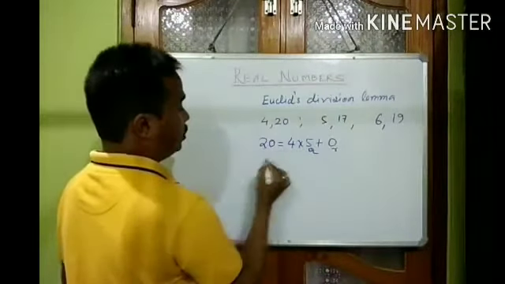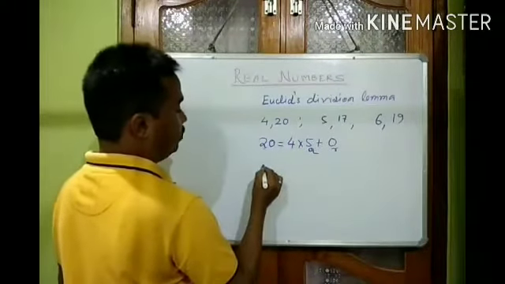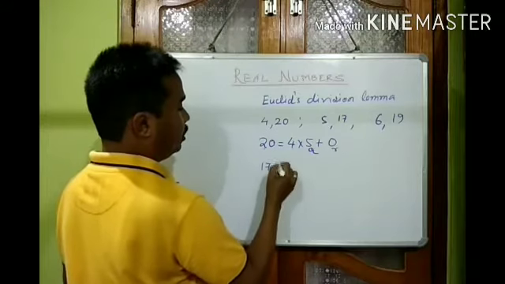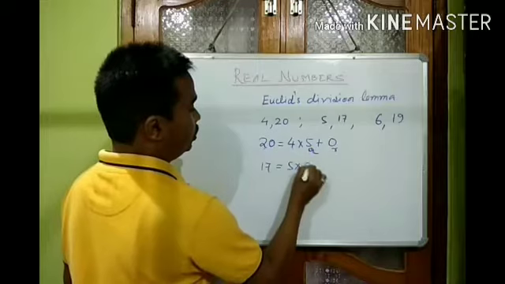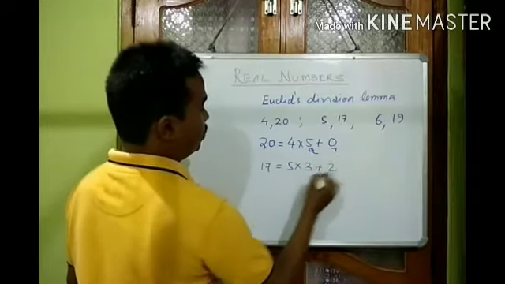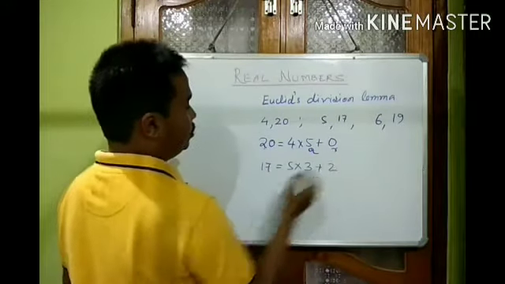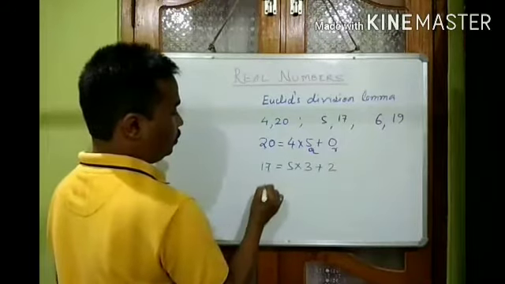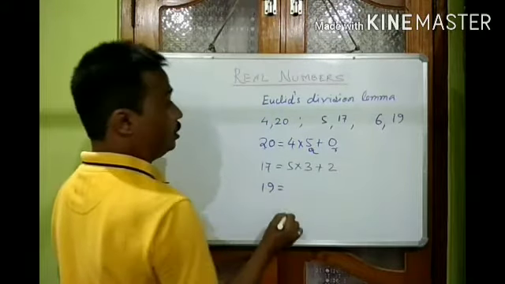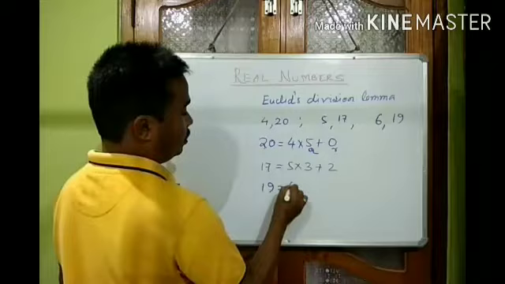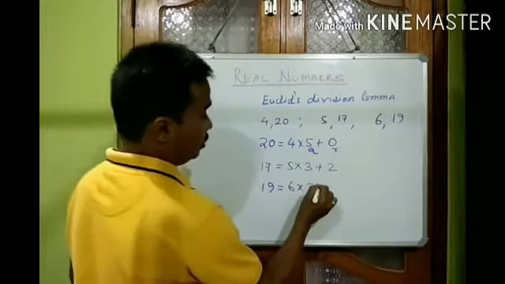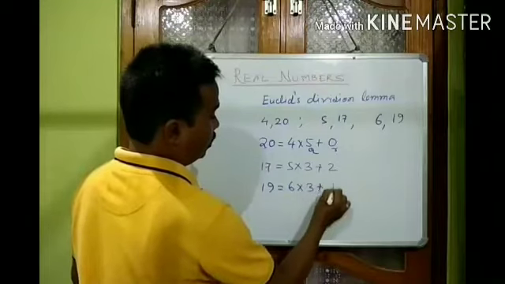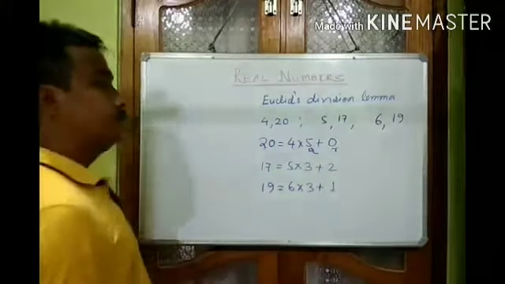Similarly, if we divide 17 by 5, then we get 5 into 3 plus 2. Here 3 is the quotient, 2 is the remainder. And if we divide 19 by 6, then 6 into 3 plus 1. So 1 is the remainder.